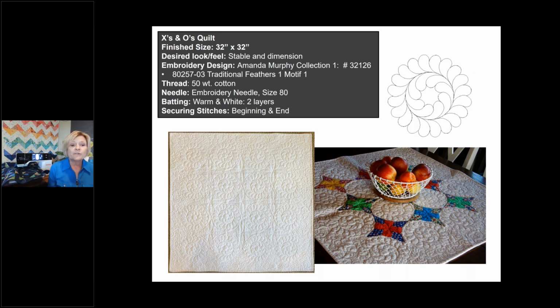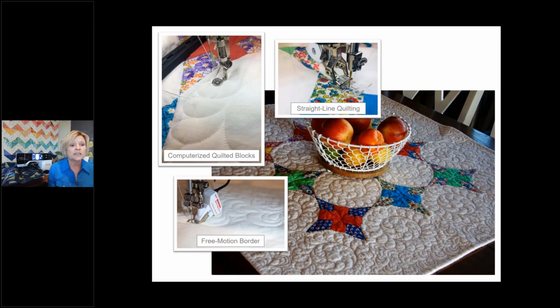Now for the quilting techniques on this quilt, I first of all did straight line quilting around the blocks, and I did this as my securing stitch as opposed to a basting stitch. That secured all of the blocks in the quilt together as I then went to my machine and did the computerized quilted blocks. So I added the blocks to the quilt. And then my last step, with the free motion, was the border of this quilt.